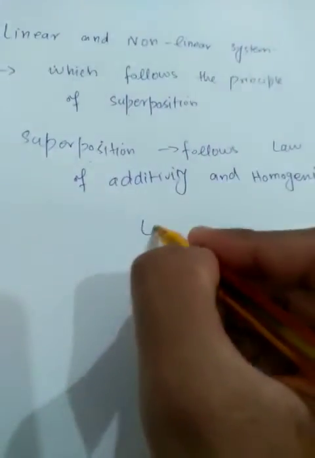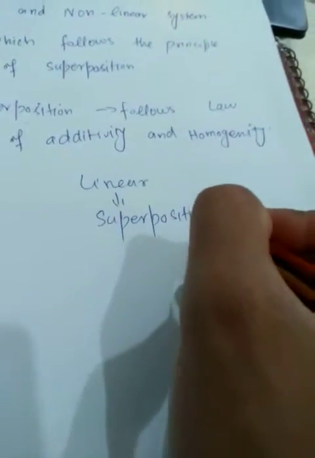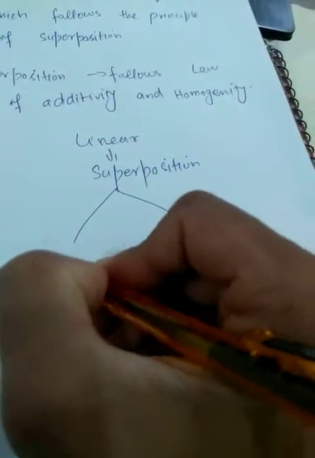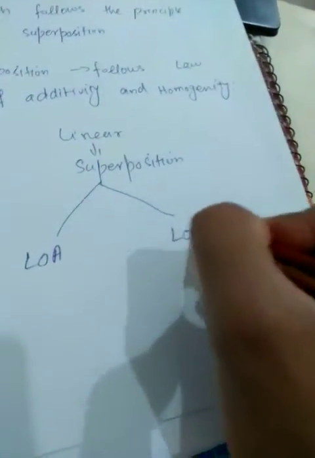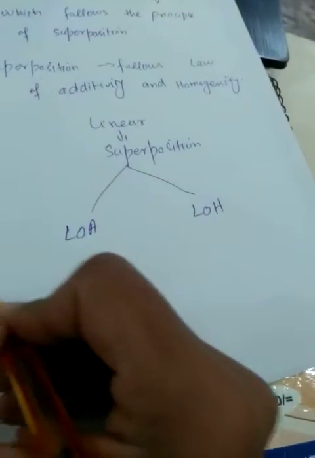First of all, let's look at its basic diagram. What is a linear system? A linear system is one which follows the superposition principle. What is the superposition principle? The superposition principle follows two rules, which are the law of additivity and the law of homogeneity. What is the law of additivity? First of all, let's discuss the law of additivity.